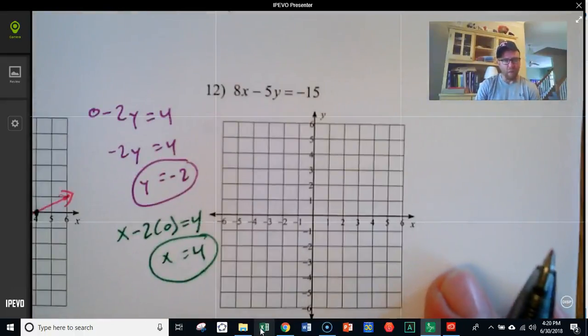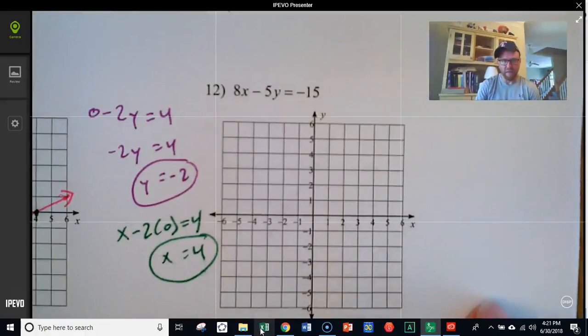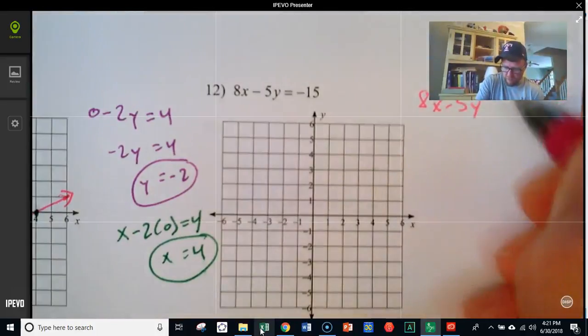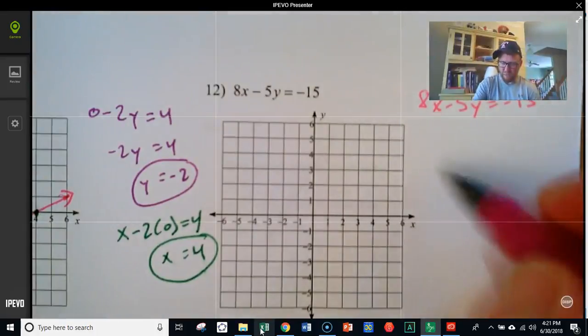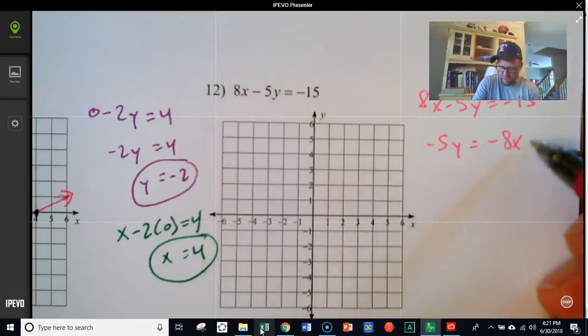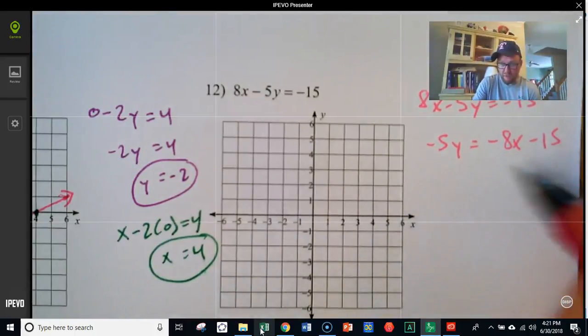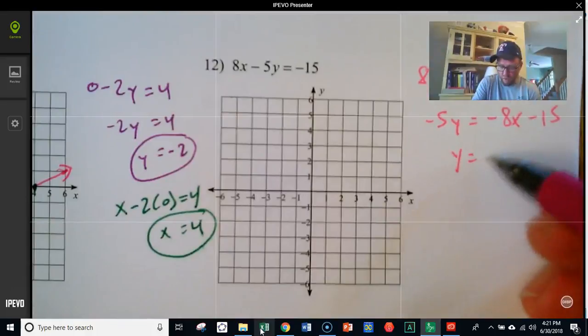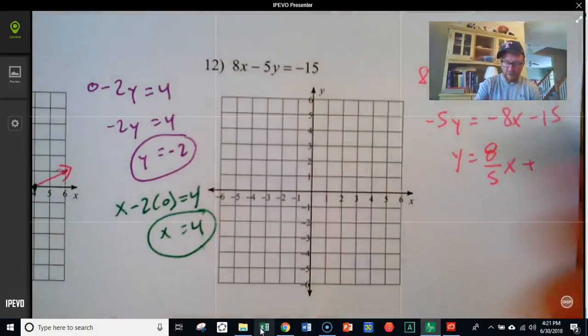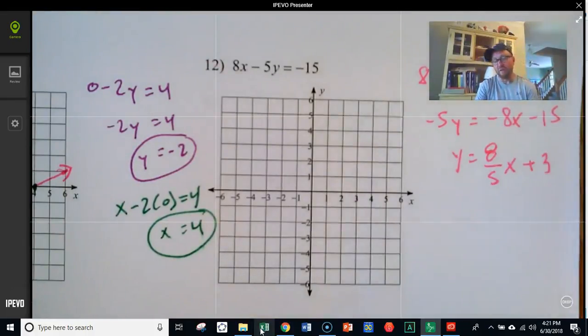This one here would not work out so well. We'd end up with like 15 over 8. Terrible. So here we go. We've got 8x minus 5y equals negative 15. I'm going to take 8x away from both sides, so that gives me negative 8x minus 15. I'm going to divide by 5 on both sides. So y equals, now the two negatives here are going to cancel out. So I'm going to end up with 8/5 x plus, and 15 divided by 5 is 3. Well, negative 15 divided by negative 5 is 3.